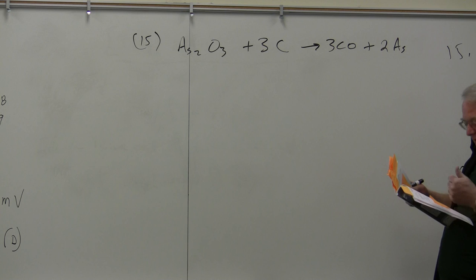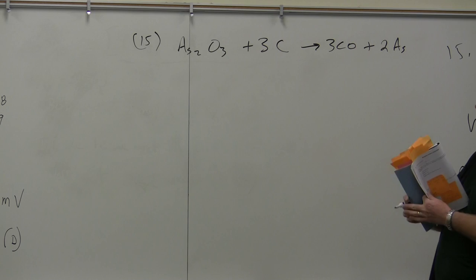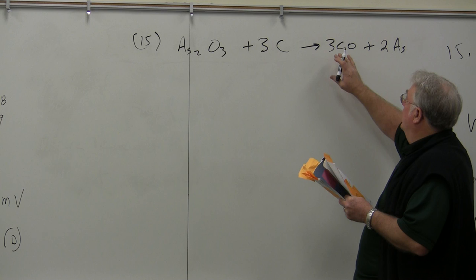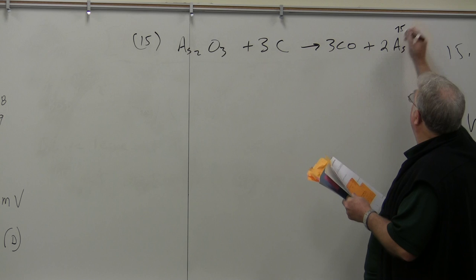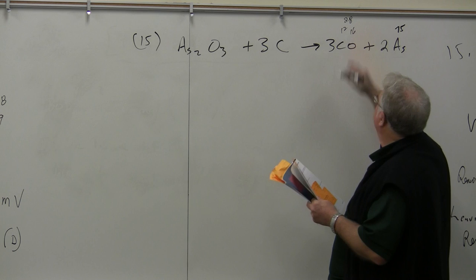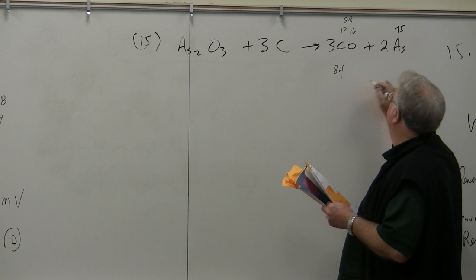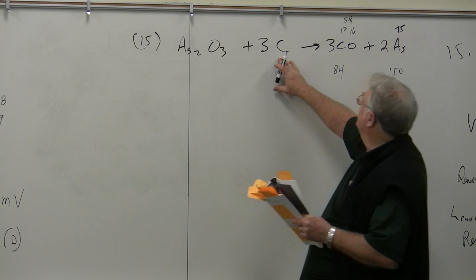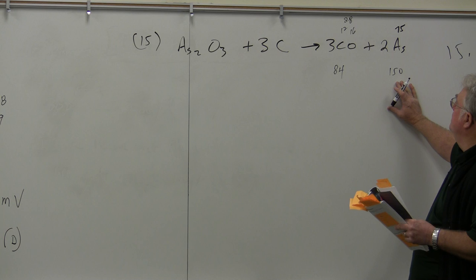All right, so we're doing one standard gram mole of As2O3. So we're just following this reaction. What do we want to produce? We're going to have 3 moles of CO and 2 moles of As, and they told us that arsenic is 75, of course oxygen 16, carbon's 12, so together that's 28. 3 times 28 is 84, is that right? And this is 150. So the combination of 1 mole of As2O3 with three moles of carbon will produce 84 grams of CO and 150 grams of As, arsenic.